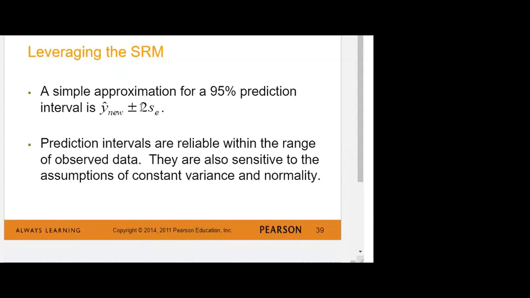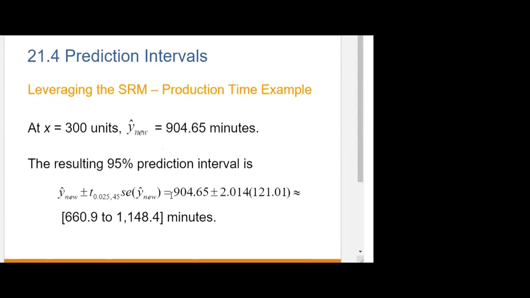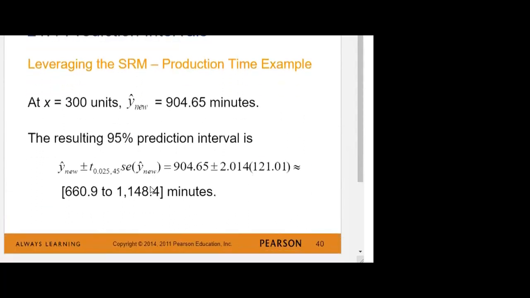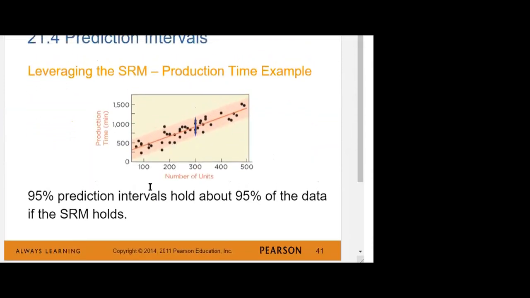And this 2 is approximate, right? Approximately 2 times the standard error around the y values. Prediction intervals are reliable within the range of observed data. They are also sensitive to the assumptions of constant variance and normality. If for any reason you forgot what a confidence interval, confidence level, or p-value is, I did discuss these topics in the past weeks, and the recordings are available. Please watch those videos before you jump into this, because understanding what this confidence interval represents is important to answer questions. Okay, so I think we can jump to our JMP and start working.